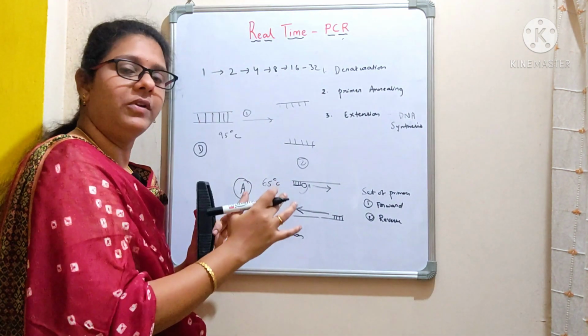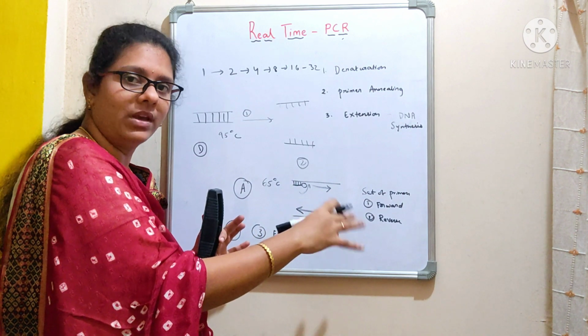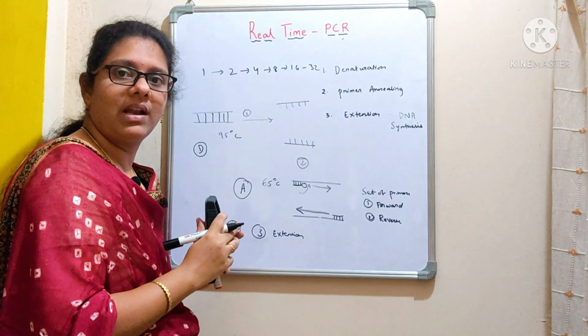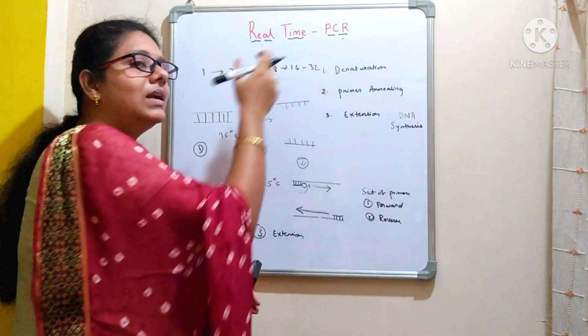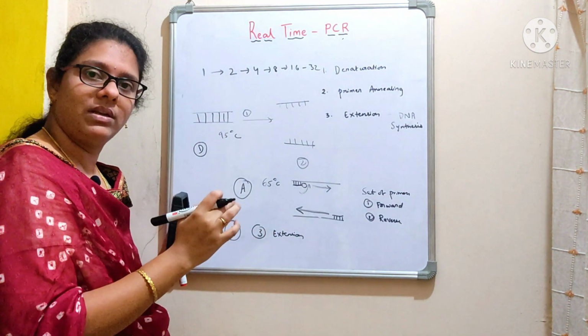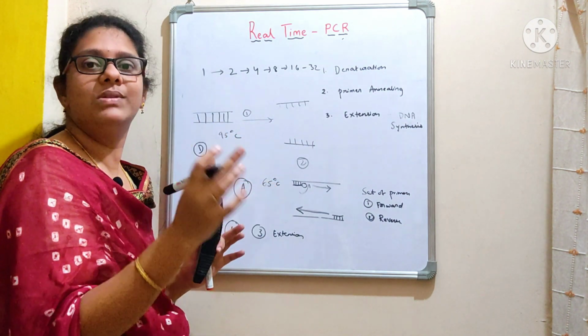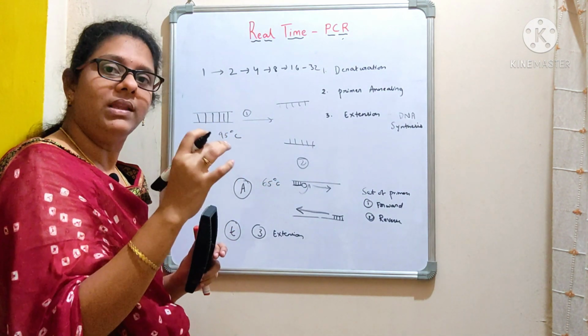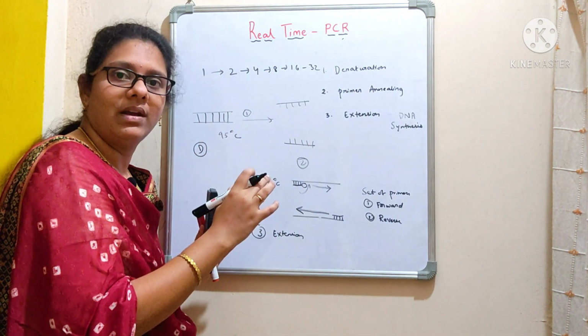Now, after the completion of the PCR, how will you detect the gene? You have to go with agarose gel electrophoresis to visualize the DNA bands. But in the real-time PCR method, we can use certain fluorescent dyes or we can use a TaqMan probe. They will be utilized here as markers, right?